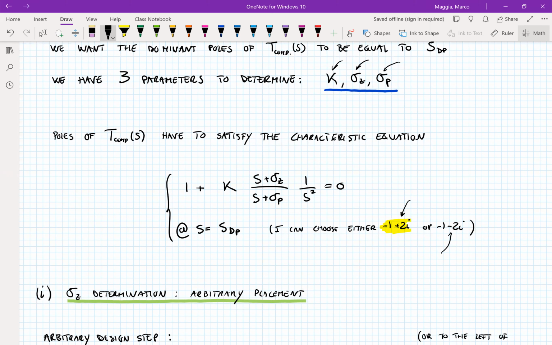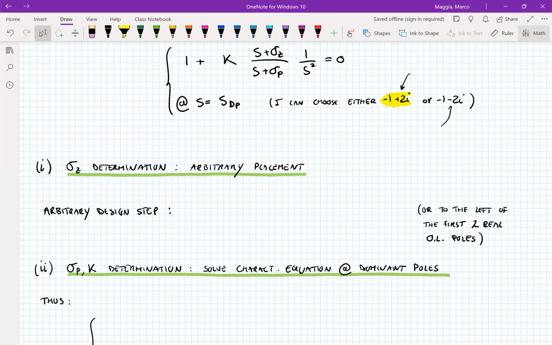All right. First step is the easiest. It's just a determination of the zero. And this is kind of an arbitrary step. So in other words, there's not a fixed rule, there's a rule of thumb. And this rule of thumb tells us that we're going to place the zero, that is sigma z, exactly where our complex conjugate dominant poles are.